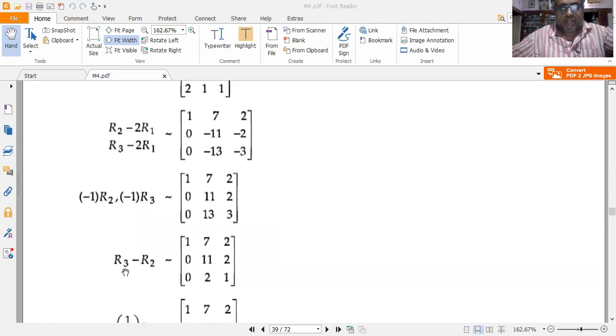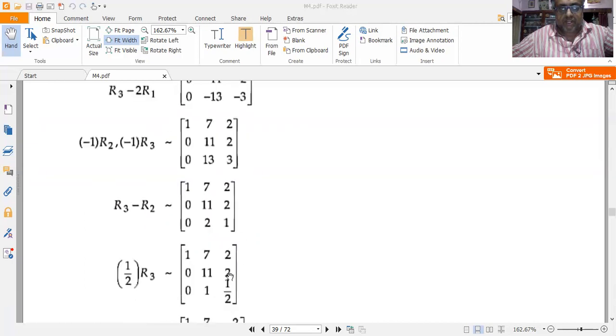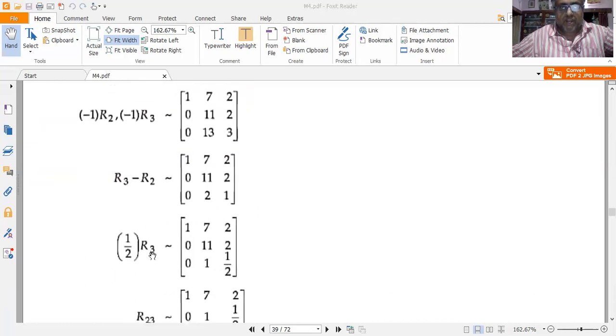Now perform R3 minus R2. So I get [1 7 2; 0 11 2], and R3 gets changed: 0 minus 0 is 0, 13 minus 11 is 2, and 3 minus 2 is 1. So that's what I get here. Now divide R3 by 2. So I get 0 by 2 is 0, 2 by 2 is 1, and 1 by 2 is 1 by 2 here.